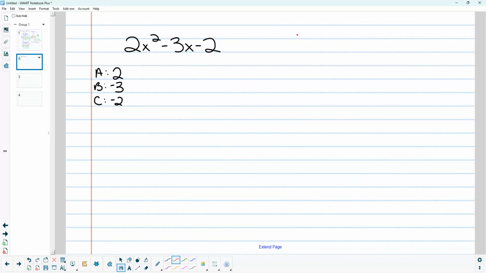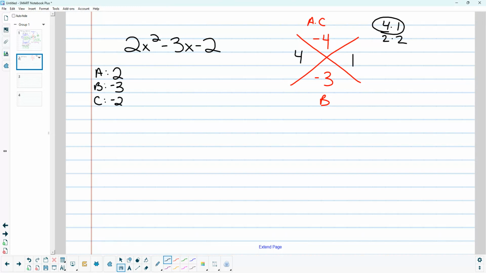All right, so now we're going to make our x. A times C goes in the top, so that's 2 times negative 2, so that's a negative 4. B goes in the bottom, so that's a negative 3. The only way that you can possibly multiply to get a 4 is 4 times 1 or 2 times 2. And the only way you can get a 3 out of that is 4 and 1. So we're going to put a 4 in here and a 1 in here. And to make this work, we have negative 4 plus 1 to get a negative 3. So these are our 2 factors that we're going to use.